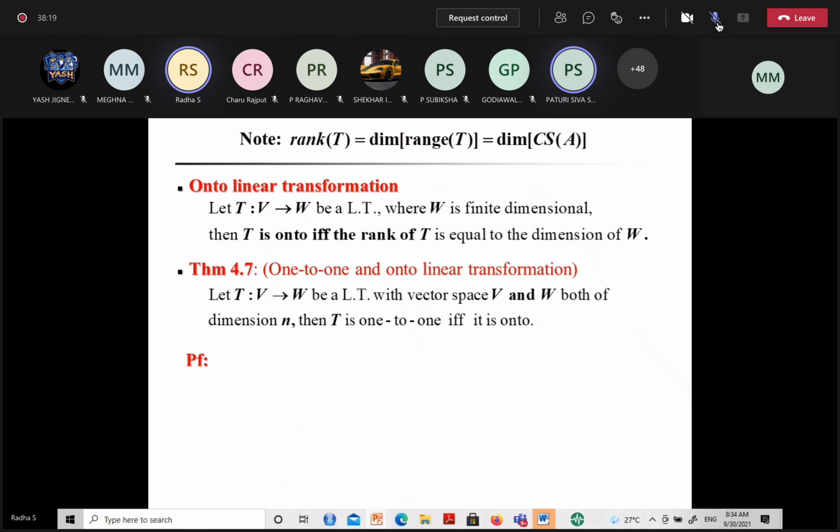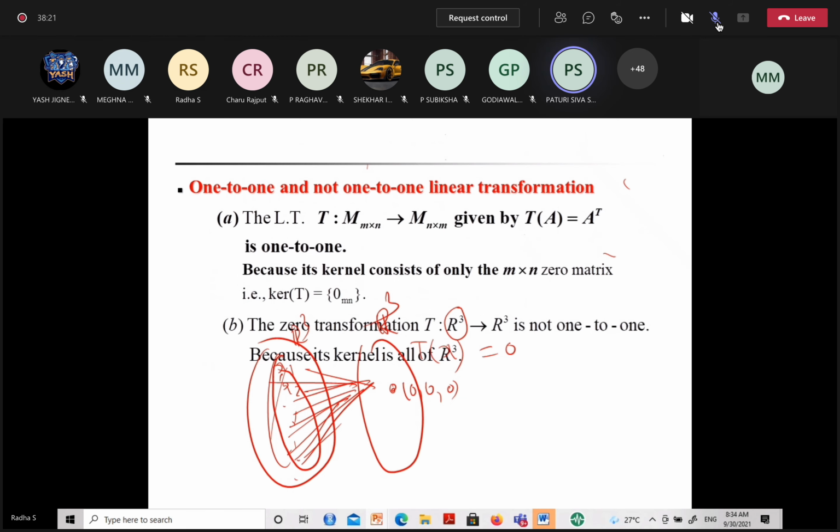Ma'am, so in the A case, only zero vectors will be transposed to zero, so it was 1 to 1. Yes. Even if you transpose a zero matrix, only a zero matrix, you get a zero matrix. No other way, right?